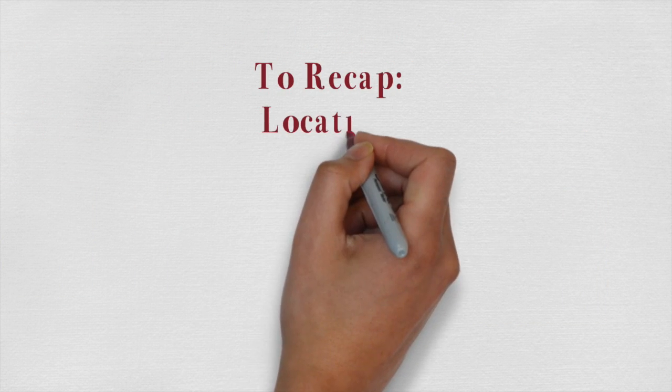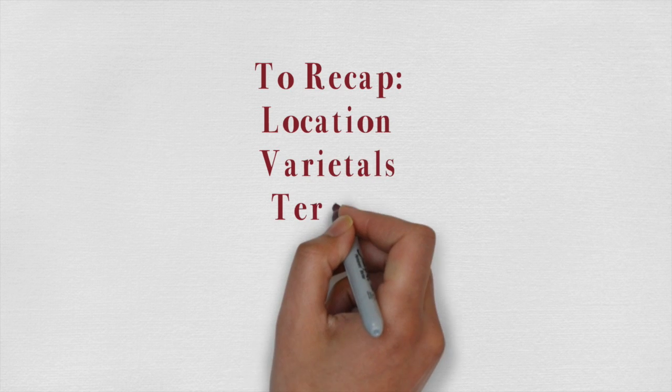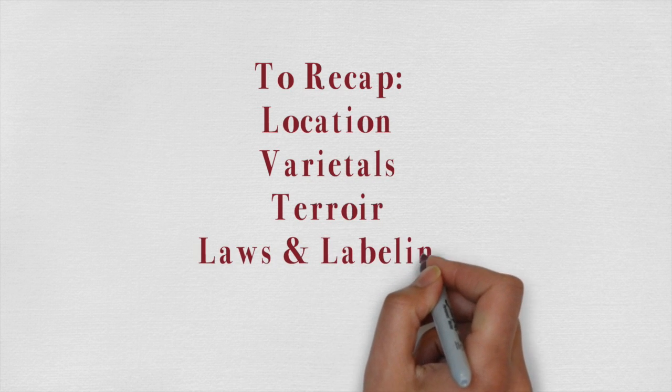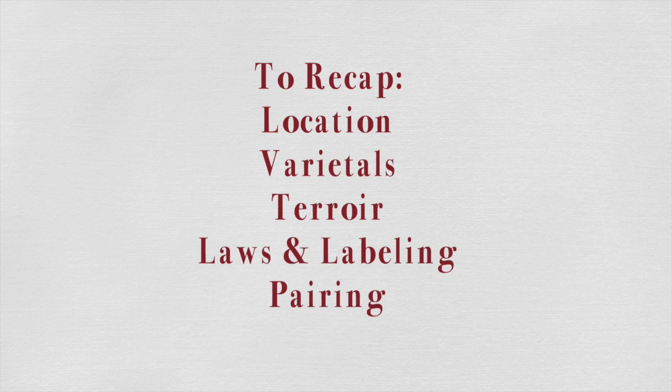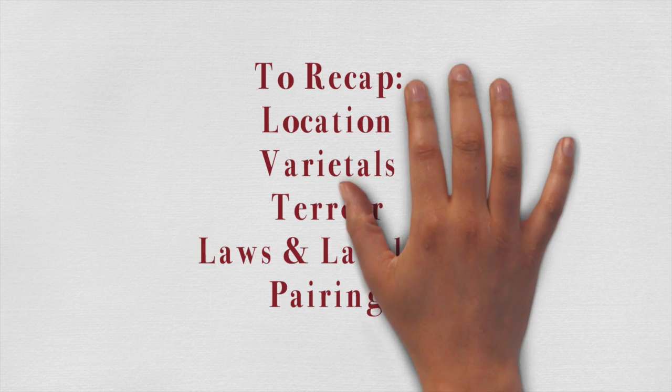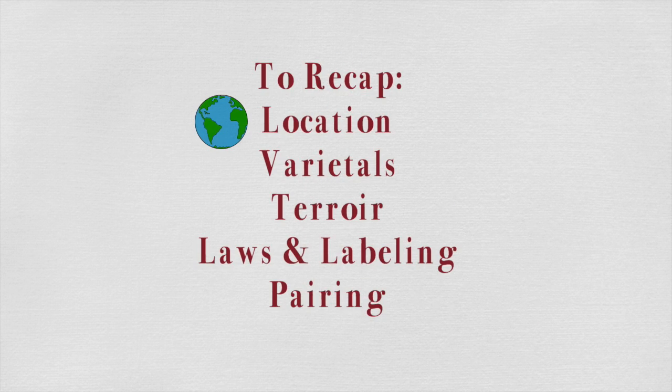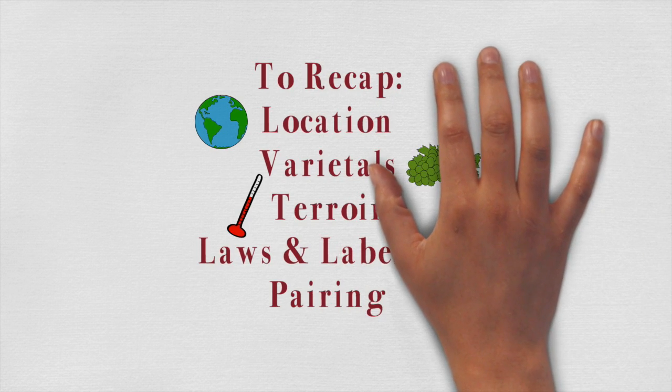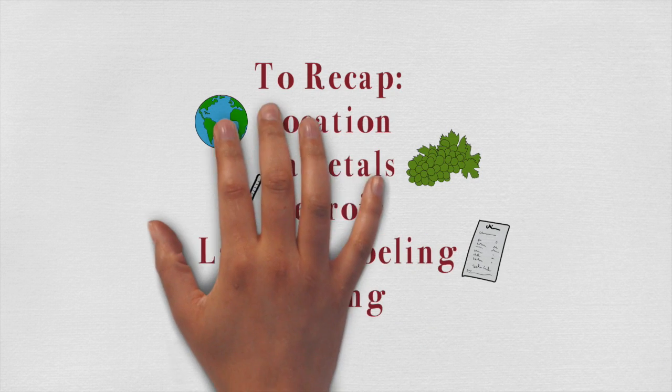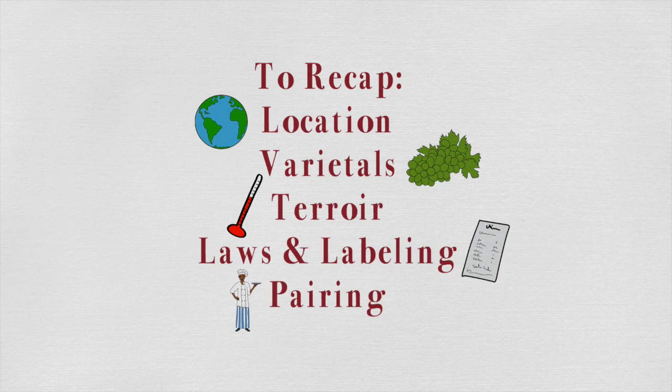I have given you a short and basic checklist. It is not comprehensive, but it is a basic checklist. When you go into each region and subregion in the wine world, learn about the location, learn about the varietals grown in that area. You need to know all of the aspects of the terroir that make that character and quality of wine, laws and labeling, and pairing.